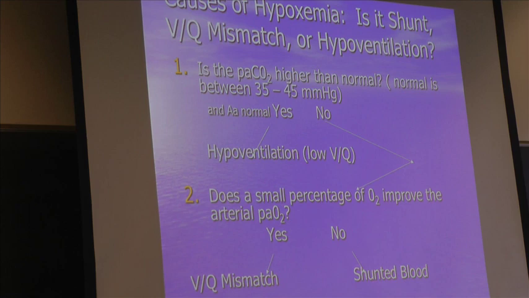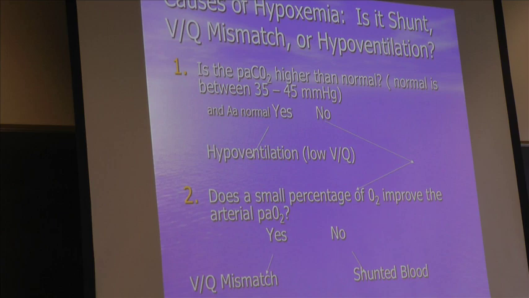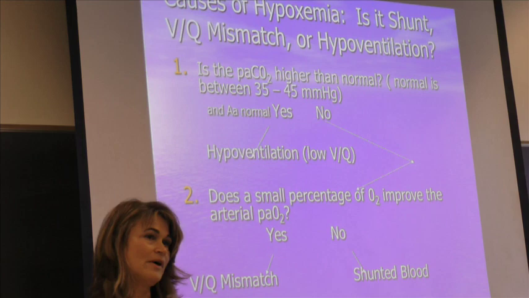Well, what if the O2 doesn't go up? The patient does not respond to oxygen. That's a shunt. In that case, we would say that we have a shunt. Okay, and then I'll give you that handout, and I'll give you a few minutes to complete it. It gives you four scenarios and asks you to pick out whether it's a shunt, VQ mismatch, low VQ, or dead space ventilation.